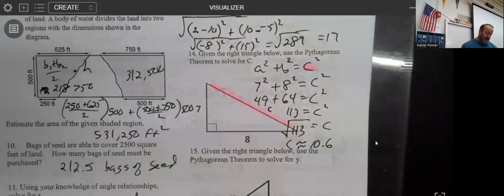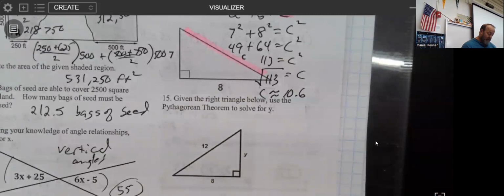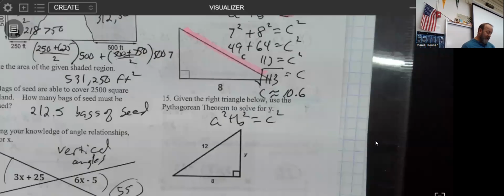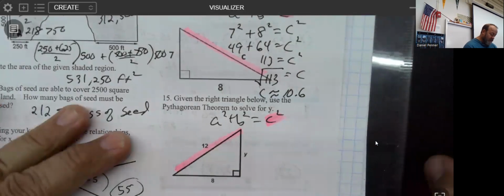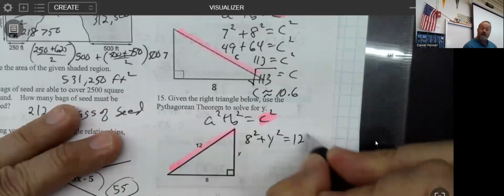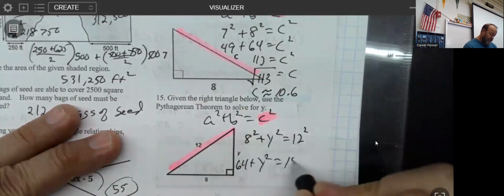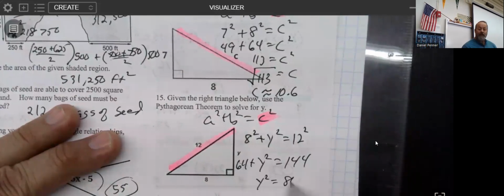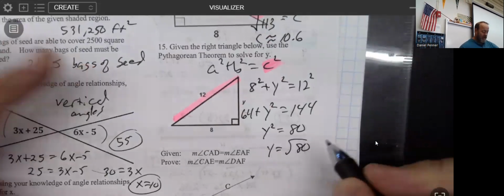And my last one, number 15 for this particular video. Notice I made a little bit of a more difficult problem for you, but remember the Pythagorean theorem, c is always the hypotenuse. So that means I would say something like a squared plus b squared equals c squared. Let's do through the math here a little bit. That's 144. If I subtract the 64 from both sides, I get 80. And so that means this side here is the square root of 80.